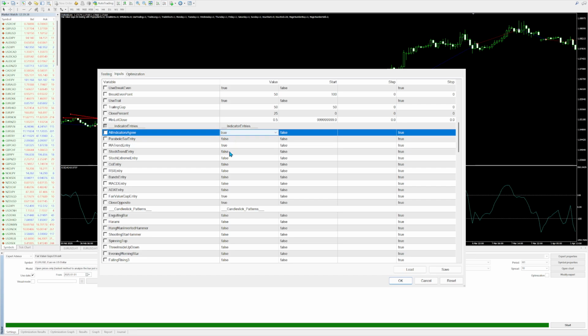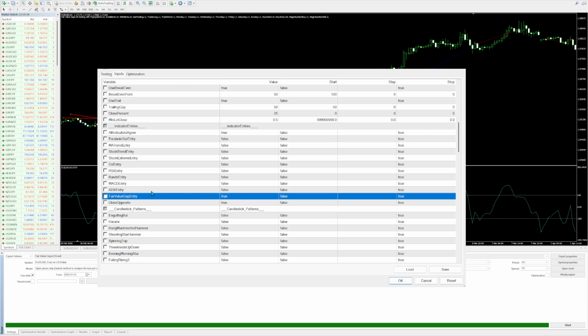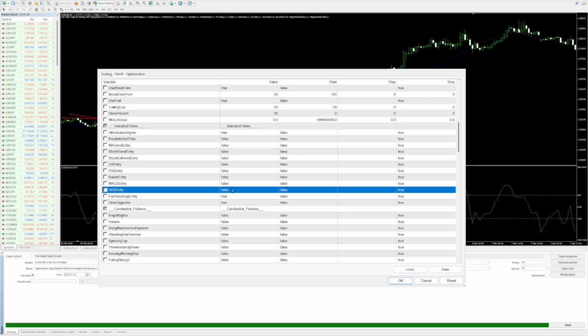I like to have this set to true, and for the purpose of this video, we're just going to use the FVG because it is, after all, the fair value gaps EA. If you're watching this video, that's what you're looking for. The rest is just a bonus if you like to experiment, perhaps with optimizations, and so on and so forth.